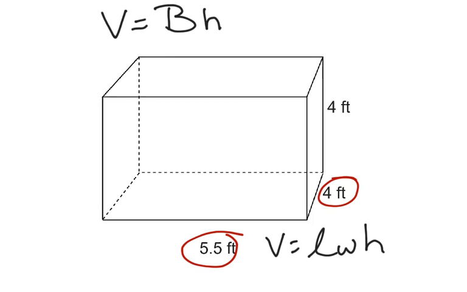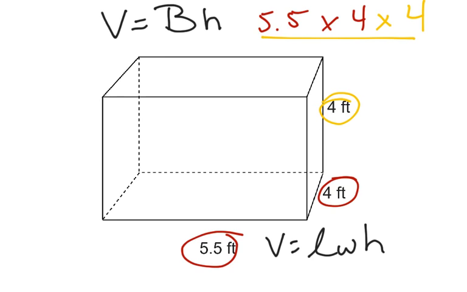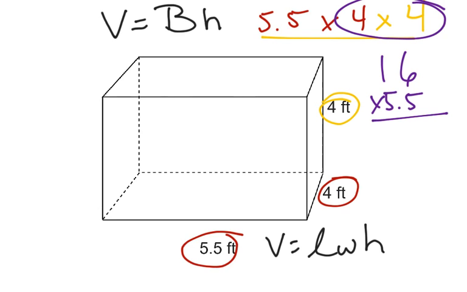Now remember, in different shapes, the formulas can be slightly different. So we just multiply 5 and 5/10 times 4, and then I'm going to multiply both of those by the height of 4. Then we can go in any order. If you like, you can go from left to right, but now that we have all multiplication, it might be beneficial to multiply 4 times 4 first, which is 16, and then multiply that times 5 and 5/10.